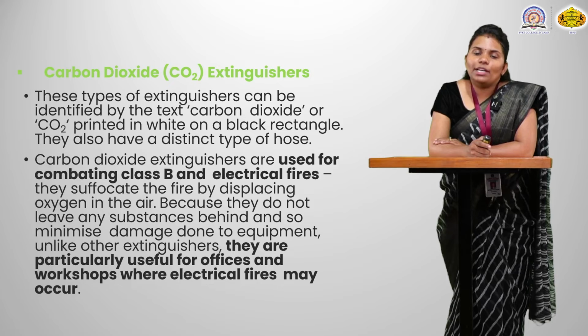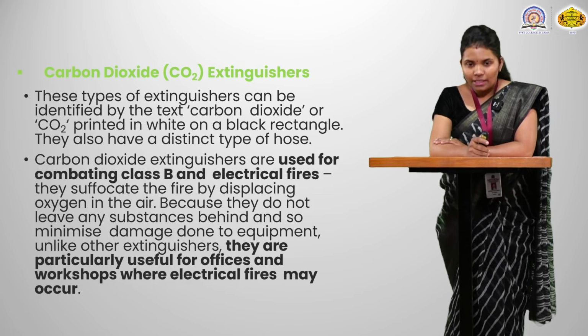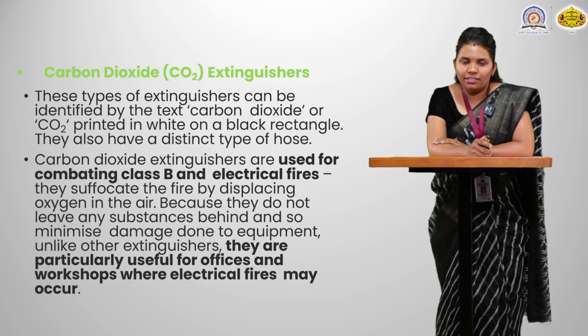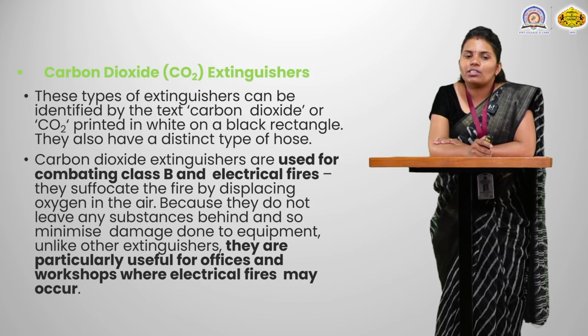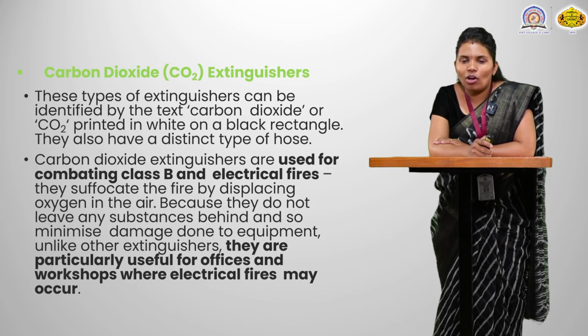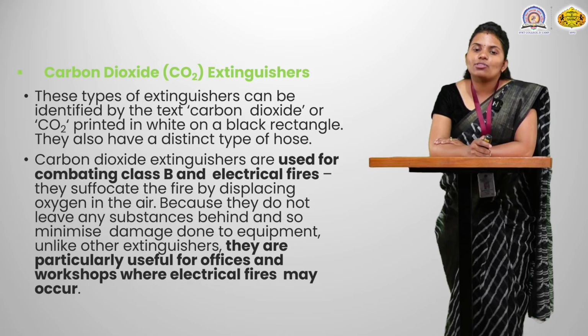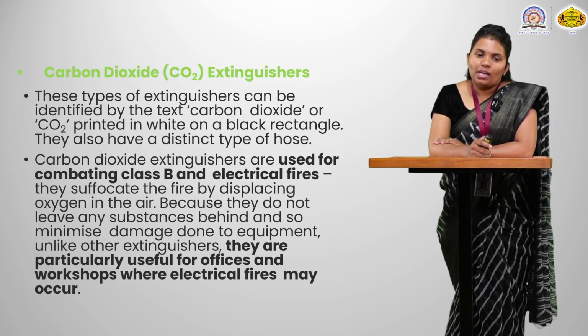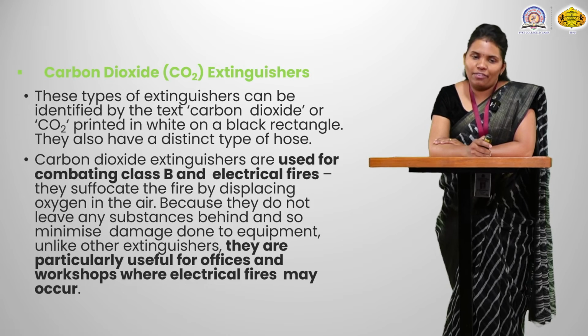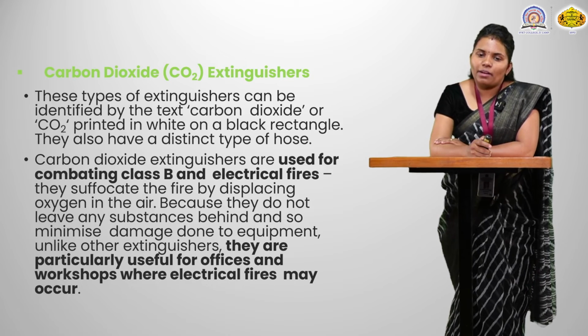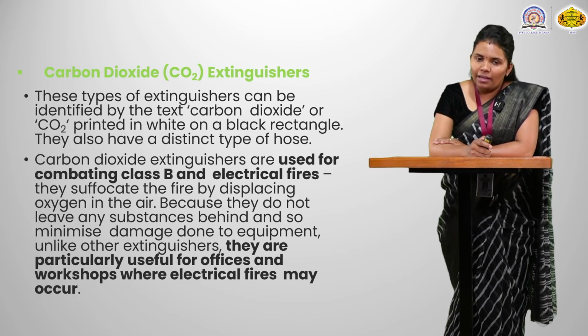Next is the carbon dioxide extinguisher. This type of extinguisher can be identified by the text carbon dioxide or CO2 printed in white on a black rectangle. They also have a distinct type of hose. Carbon dioxide extinguishers are used for combating class B and electrical fires. They suffocate the fire by displacing the oxygen in the air.